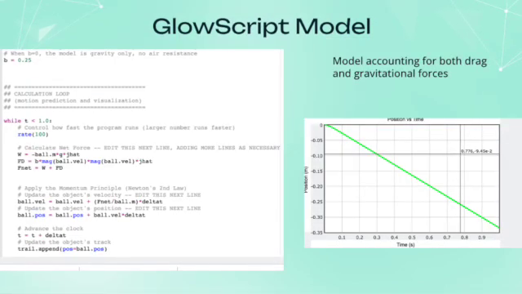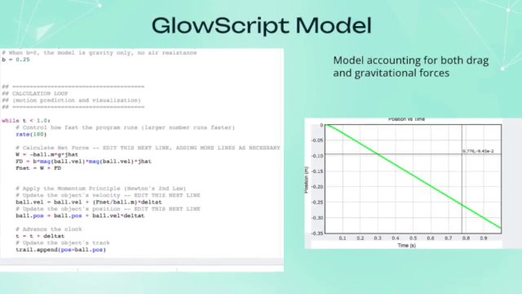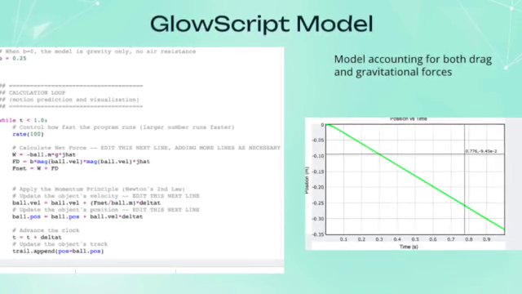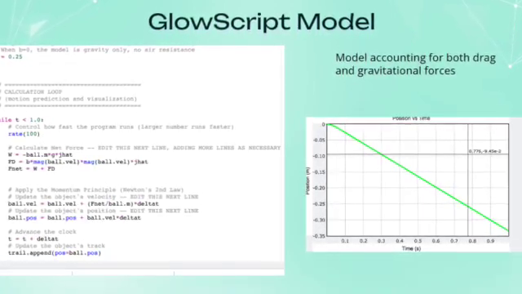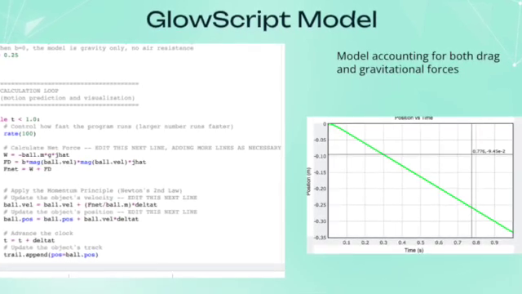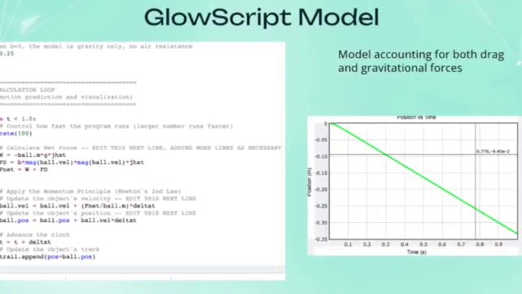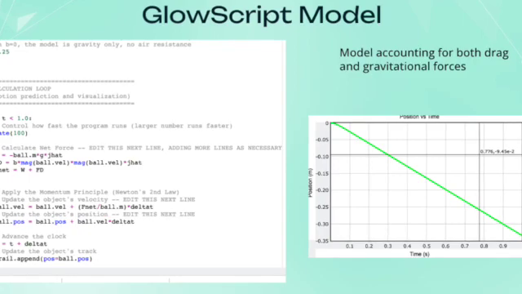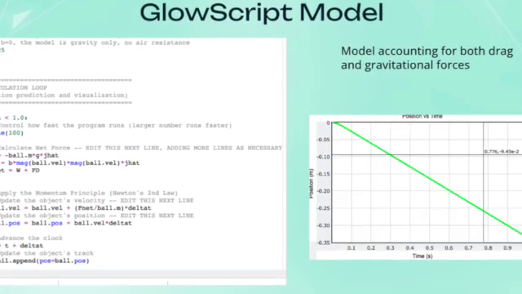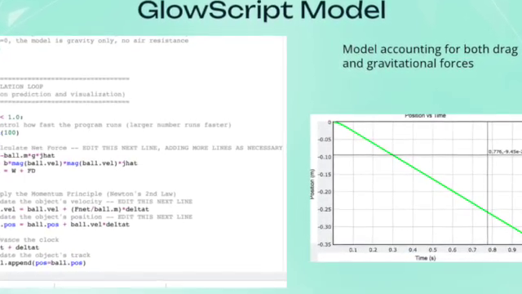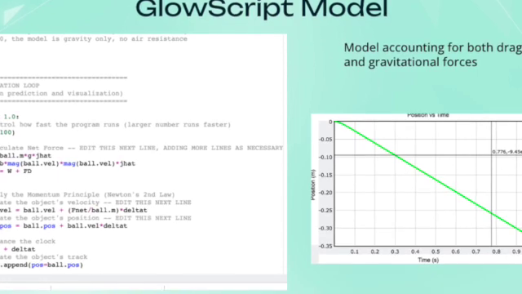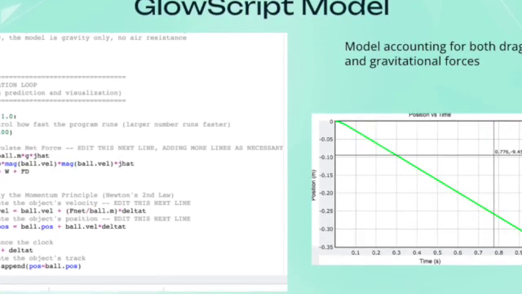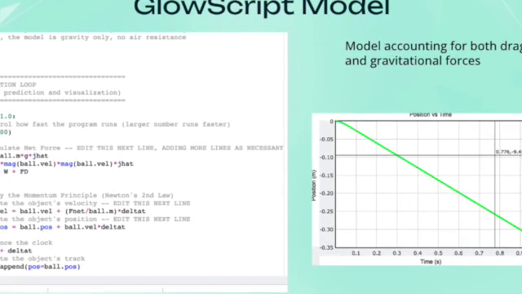Here is the next model. I have accounted for both gravity and drag force in this one. I changed the drag force coefficient, which is b in my model, to be 0.25 using the proper calculations. And you can see that the graph is slightly different in the way it appears.